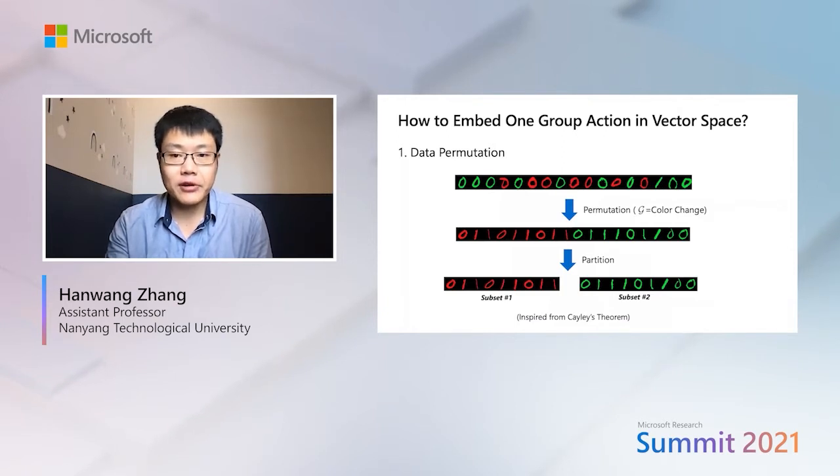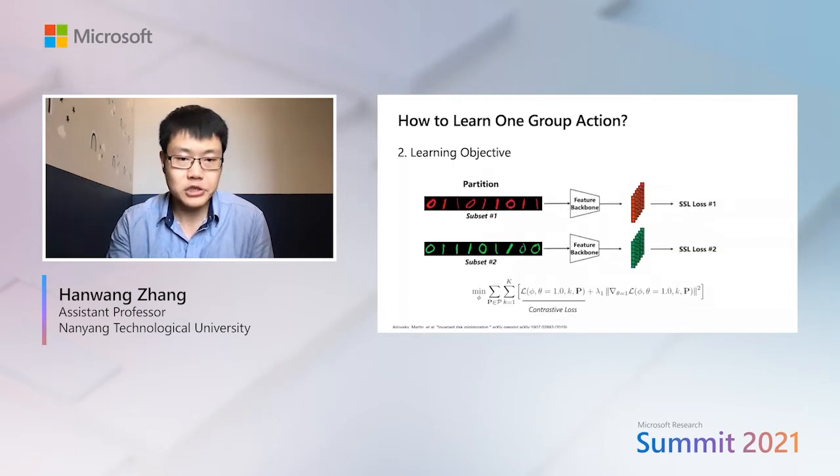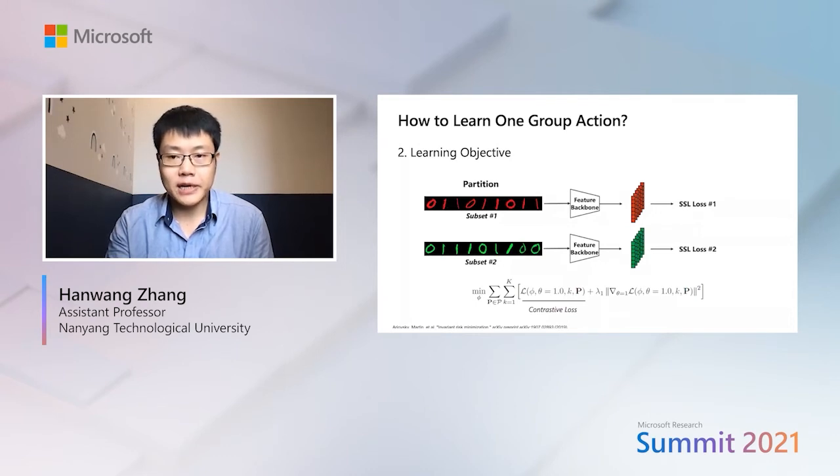Inspired by Cayley's theorem, any group is isomorphic to a permutation group or its subgroup. In our example, the permutation is a kind of sample sorting, from a random sorting to an n-order sorting. Red digits are moved to the left, while green digits are moved to the right. Then we simply divide such samples into two subsets. Here comes a partition.